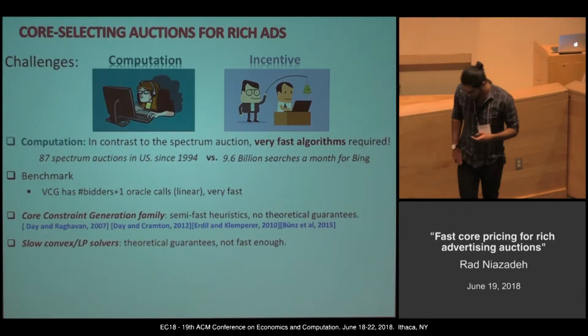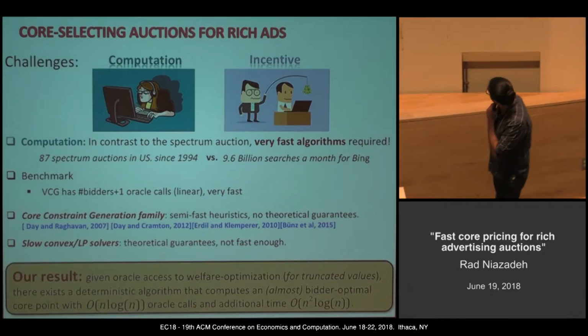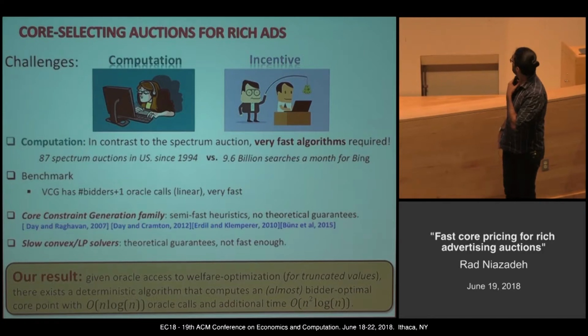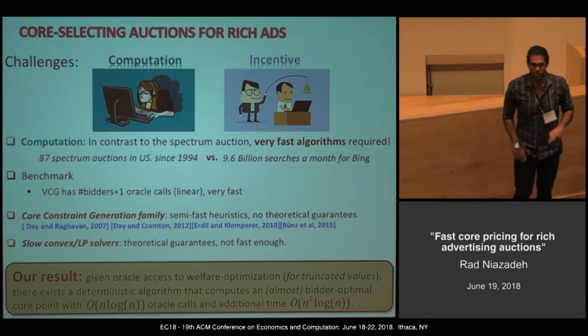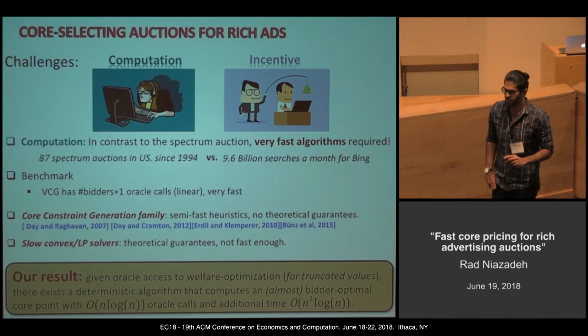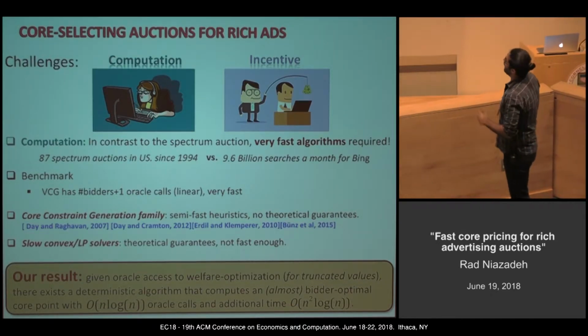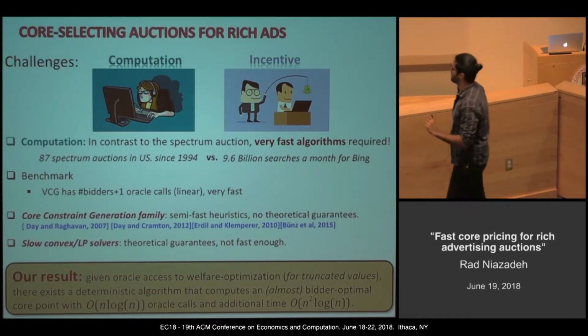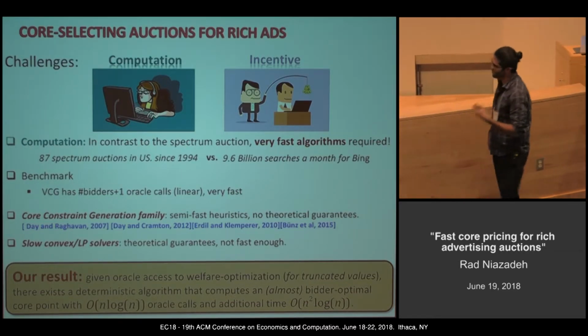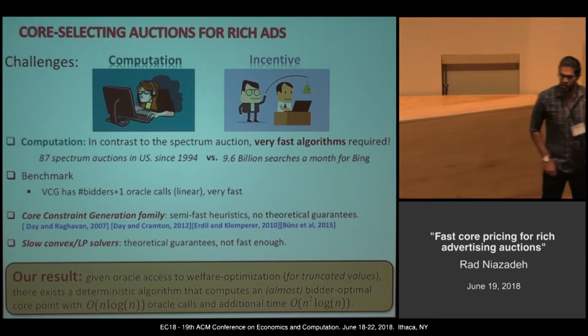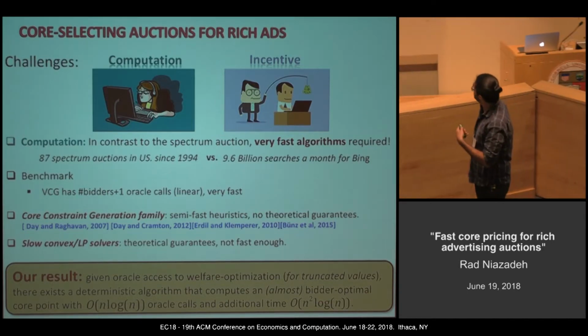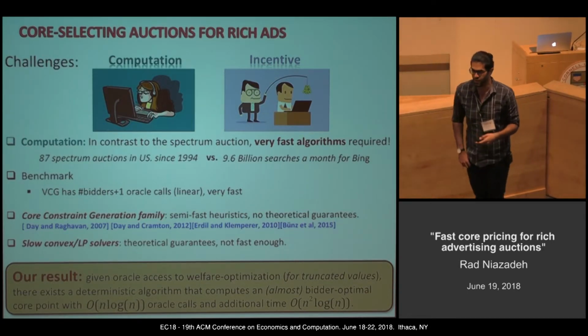So we show there exists a deterministic combinatorial algorithm that can actually find an almost bidder optimal core point with only a quasi-linear number of calls to the allocation oracle. And I have to say that this is not exactly the allocation oracle. It is a modified version of the allocation oracle that is very common in this literature, called the truncated welfare maximizer.